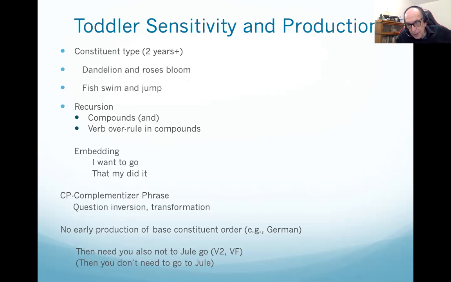Well, that's complicated. You would think maybe the kid would say, "then need you also go to Jewel" or "not go to Jewel." But no, given a complex sentence like that, the child between 2 and 3 will reproduce it with the verb in different positions, or produce sentences like that. Could you imagine that? That is, the child is sensitive to the way the language handles constituent order.